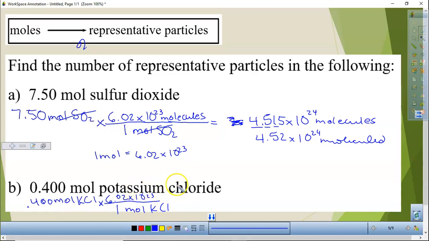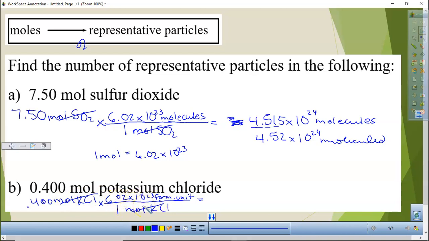And what do we call KCl? What's its name? Is it an atom, molecule, or formula unit? Well, it's an ionic compound, so this is a formula unit. Okay, so equals, there we go. Okay, I cancel out my units because they're diagonal from one another. So I multiply 0.400 times Avogadro's number divided by 1.